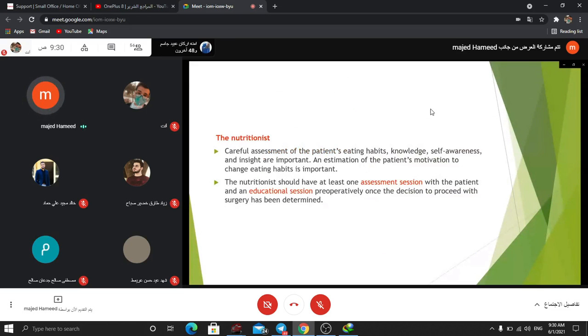The nutritionist: careful assessment of the patient's eating habits, knowledge, self-awareness, and insight are important. An estimation of the patient's motivation to change eating habits is important. The nutritionist should have at least one assessment session with the patient and an educational session preoperatively once the decision to proceed with surgery has been determined.